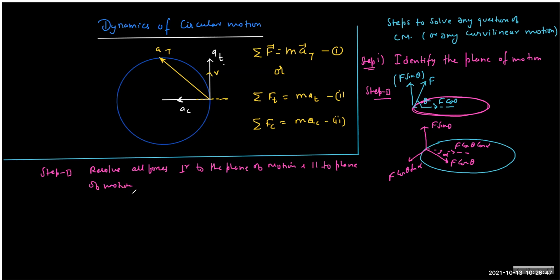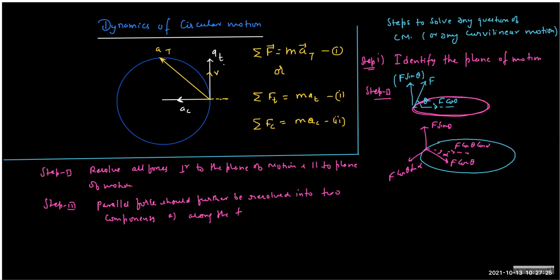So step three is to resolve one more step. Step three says that the parallel forces should further be resolved into two components: one along the tangent and two along the center.